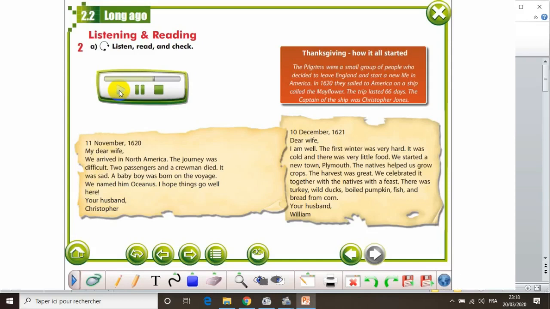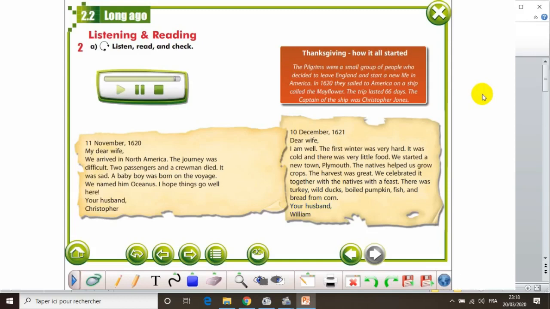December the 10th, 1621. Dear wife, I am well. The first winter was very hard. It was cold and there was very little food. We started a new town, Plymouth. The natives helped us grow crops. The harvest was great. We celebrated it together with the natives with a feast. There was turkey, wild ducks, boiled pumpkin, fish, and bread from corn. Your husband, William.